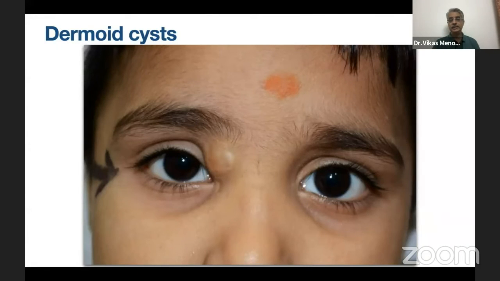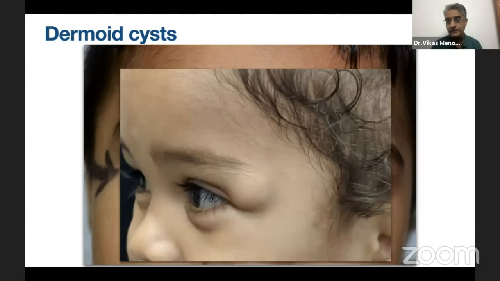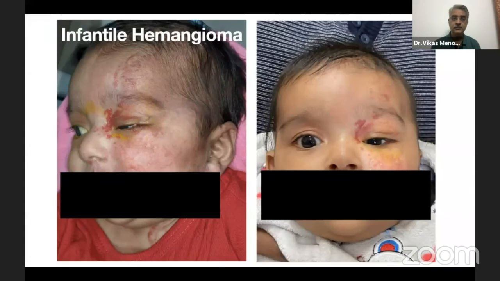Covering some eyelid tumors. Now, dermoid cysts, already Dr. Seema has shown that the superficial eyelid cysts may appear to deform the eyelids and may appear as a cosmetic blemish, where you can remove them simply through a cosmetically hidden lid crease incision.